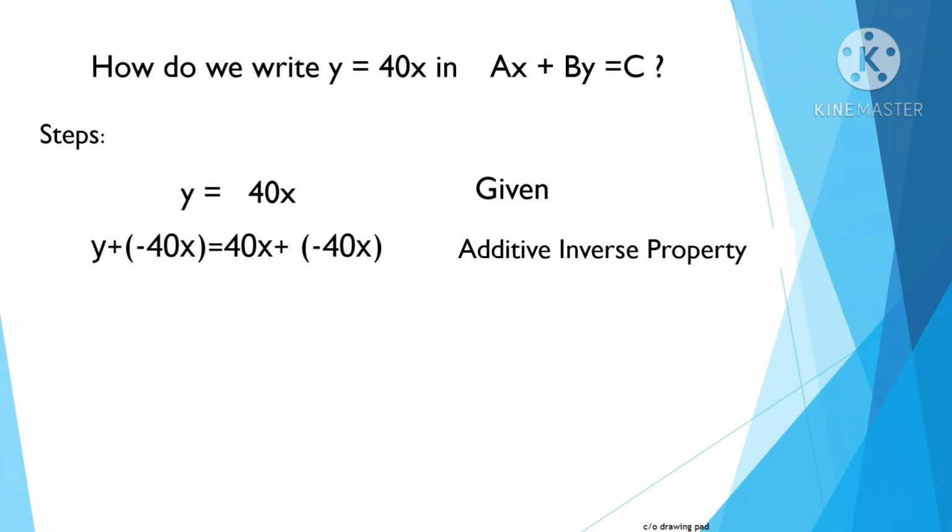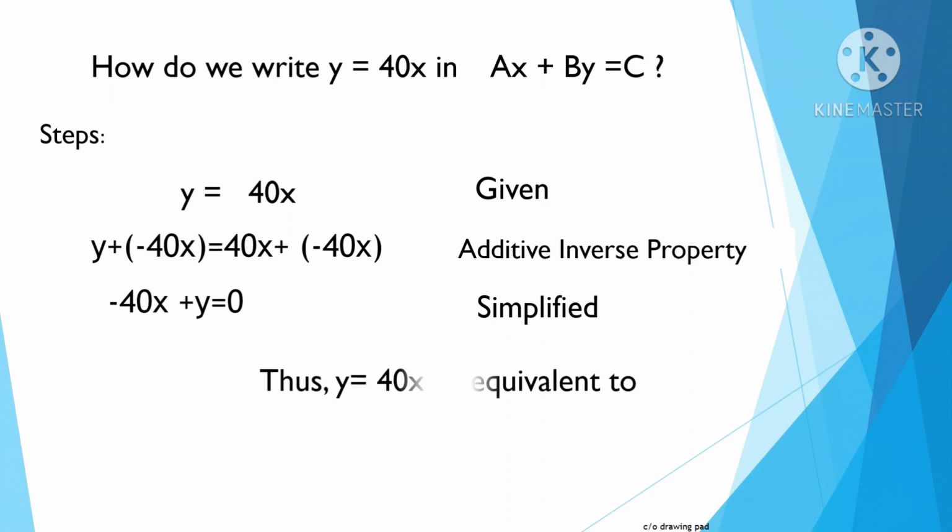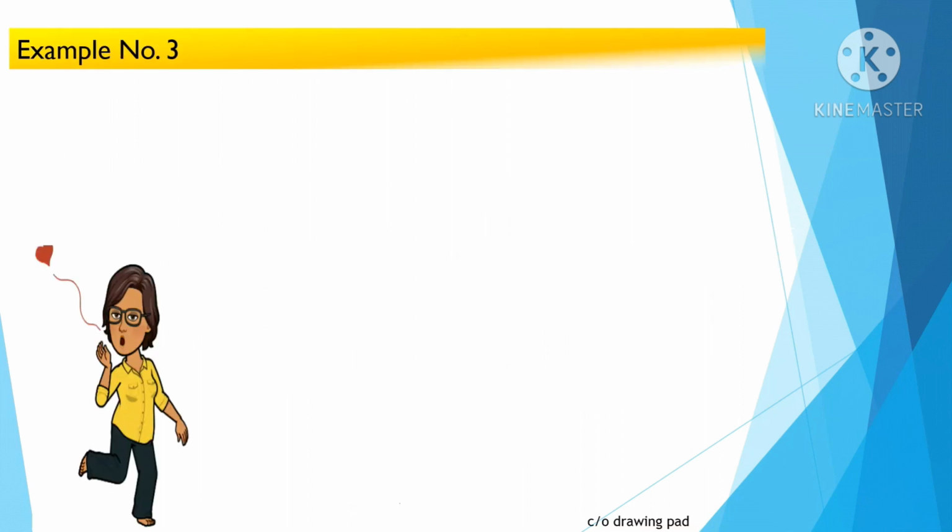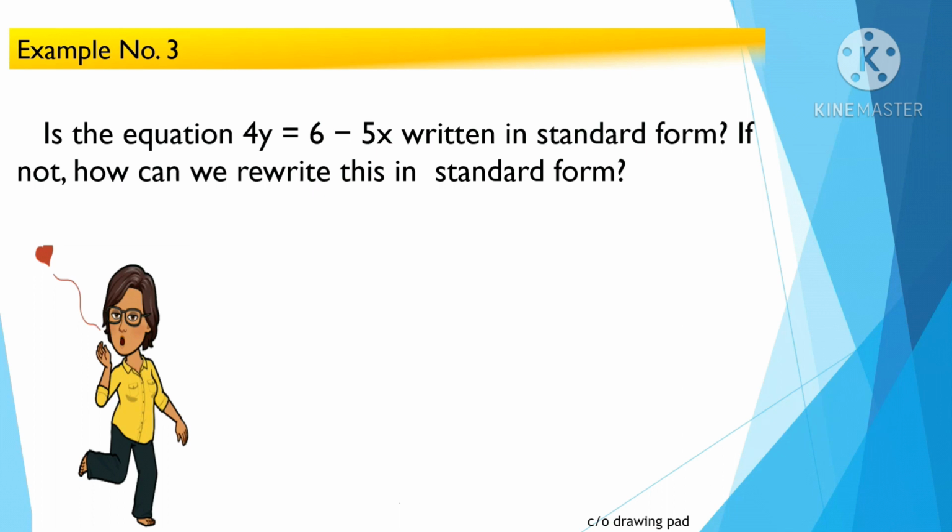So what we'll do is we just add negative 40x to both sides of the equation. And by simplifying, we will have negative 40x plus y equals 0. Thus, y equals 40x is equivalent to negative 40x plus y equals 0, which is the arrangement of the terms in standard form. Another example: is the equation 4y equals 6 minus 5x written in standard form?